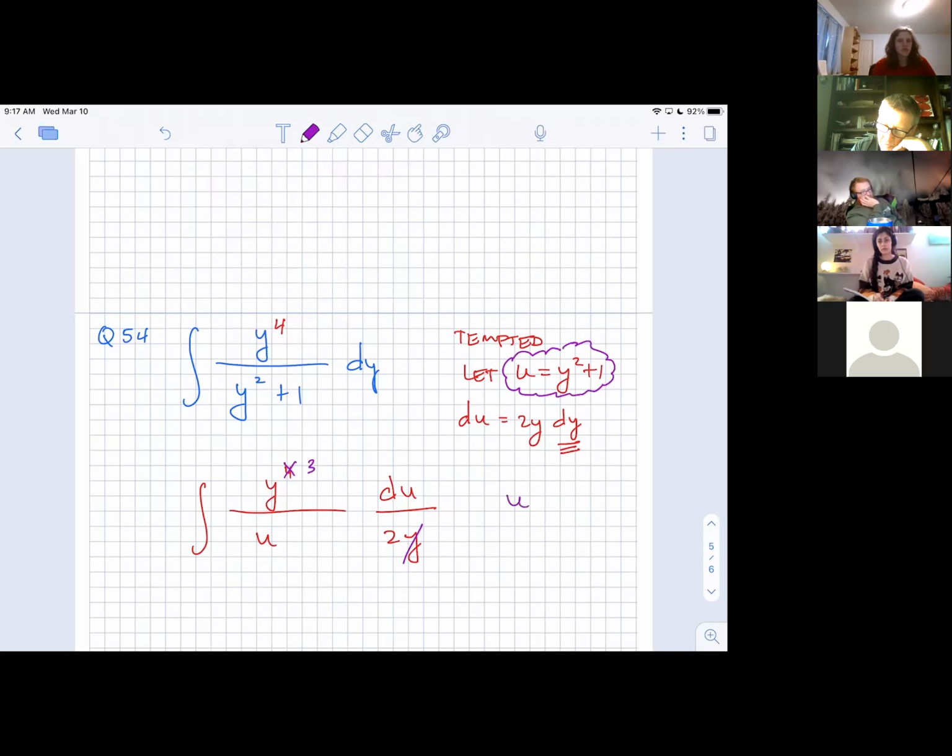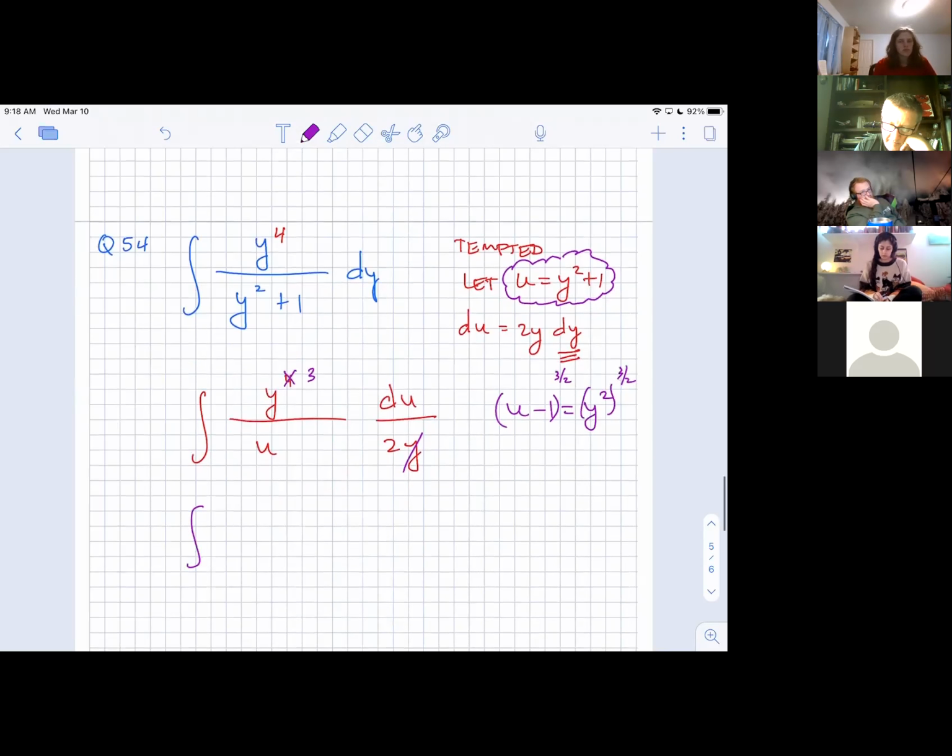But let's see, that would mean u minus 1 equals y squared. To get y cubed, wouldn't I have to raise both sides to the 3/2 power, since you multiply exponents? So now it's y cubed. So then I have not y cubed, but u minus 1 to the 3/2 over u. There's a 1/2. Bam, success. Followed by failure. What's the failure? I can't do that. I can't take that integral.